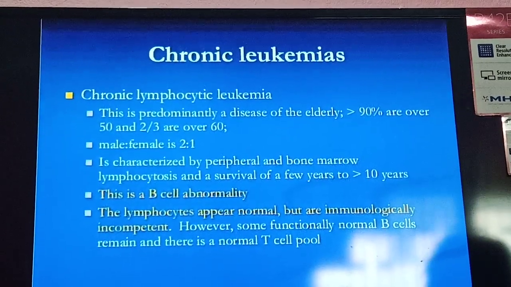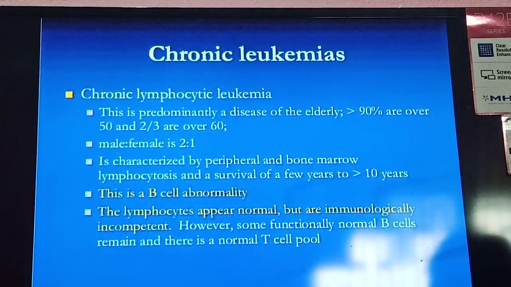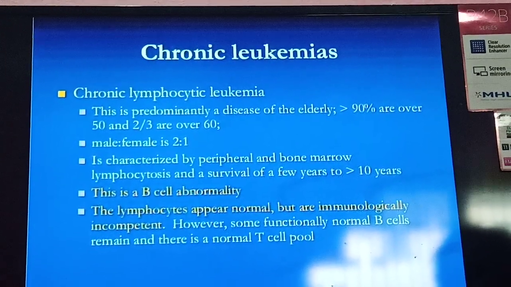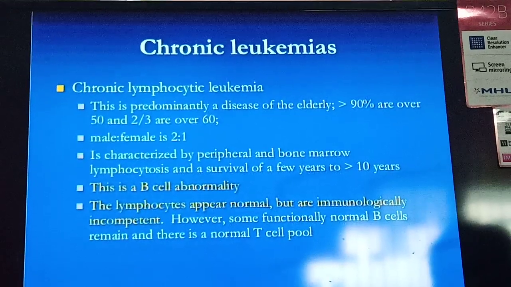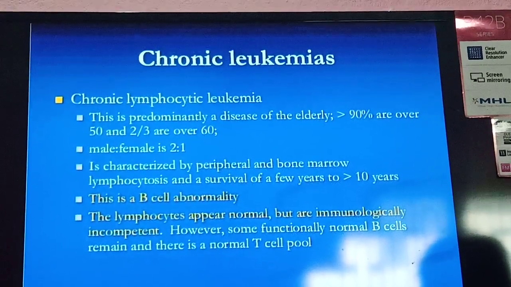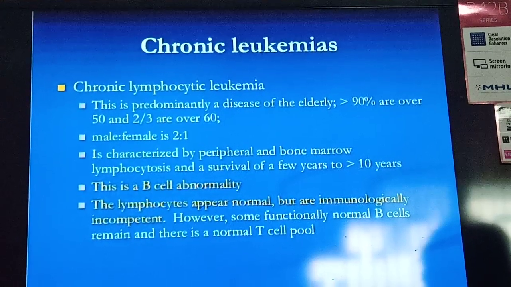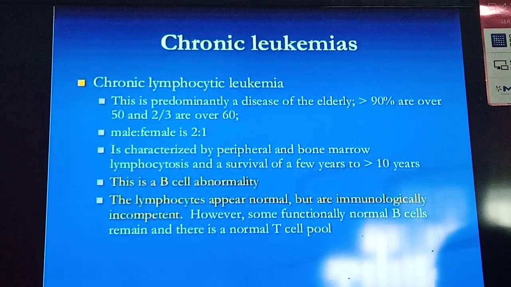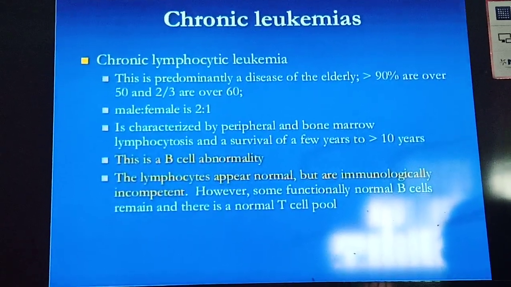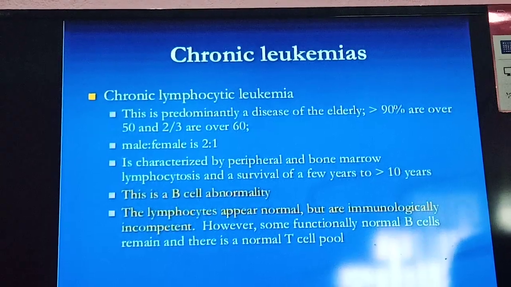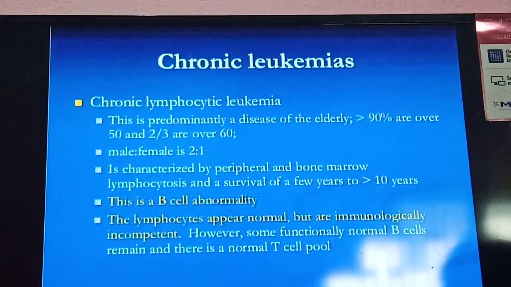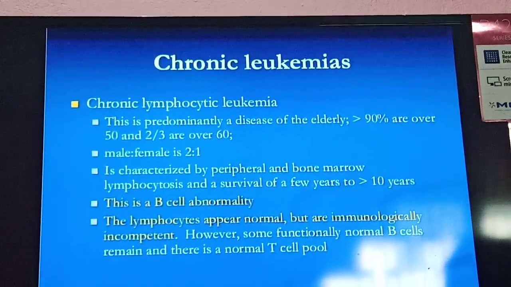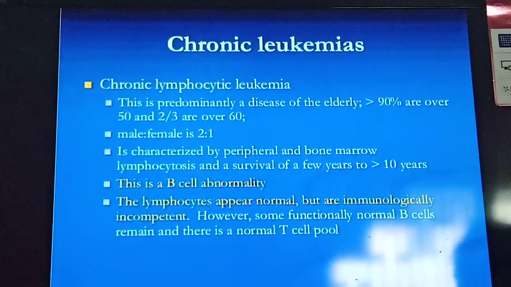Now come to chronic lymphocytic leukemia, also known as CLL. CLL is predominantly a disease of the elderly. More than 90% occur over 50 years of age, and two-thirds are over 60 years of age. In those over 60 years of age, the CLL is usually the variant known as prolymphocytic leukemia. The male-female ratio is 2:1, and it is characterized by peripheral and bone marrow lymphocytosis and survival of a few years to usually more than 10 years.